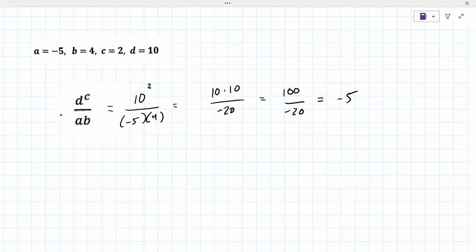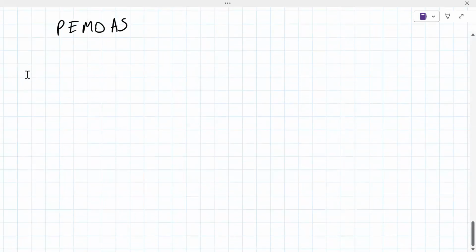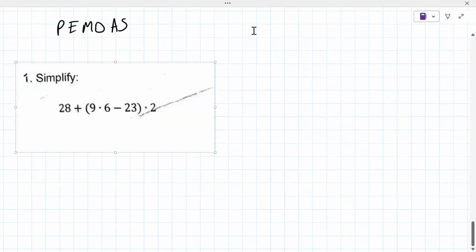And you said those are pretty easy for you? Yeah. Okay, so let's do a couple more of these simplifying, and then we'll move to some variable expressions. So just keep in mind your order of operations.